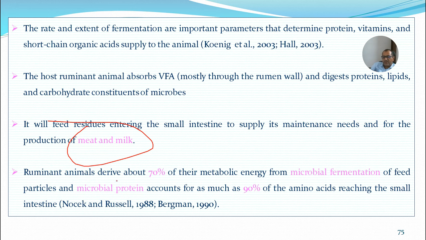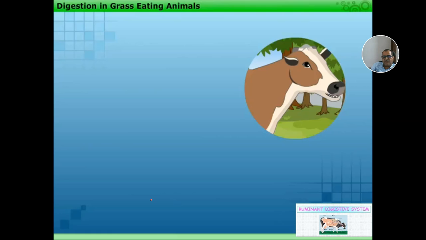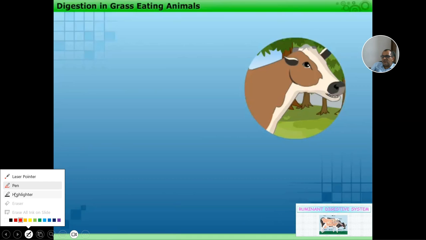So ruminant animals derive about 70% of their metabolic energy from microbial fermentation, and the remainder from the regular digestive system. And microbial protein accounts for 90% of the amino acids reaching the small intestine, and the remaining just 10% is from other sources.